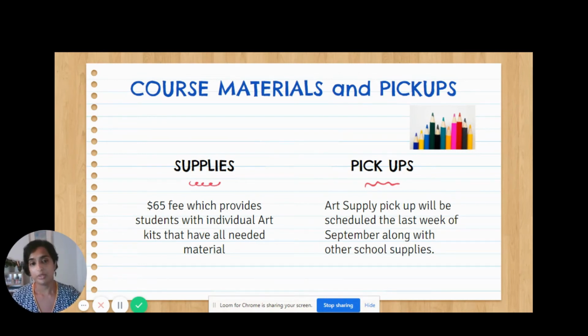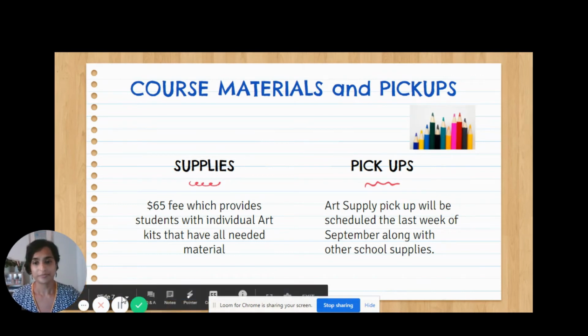But the goal is that we are only going to be doing projects that involve materials that they have in these art kits, and the materials are going to allow them to experiment with a wide variety of things, so they're going to have a lot of choices.